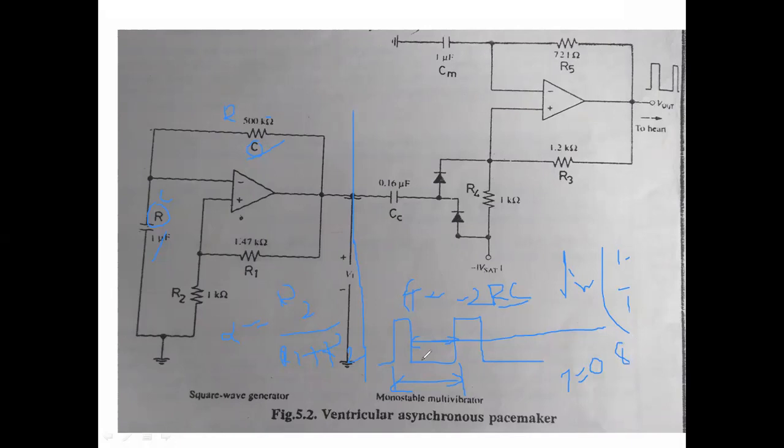So the period of this oscillation can be changed by changing alpha or the time constant RC. The maximum output voltage will depend upon the Vsat, so plus Vsat and minus Vsat. Here the maximum voltage is plus Vsat and the minimum voltage is minus Vsat.